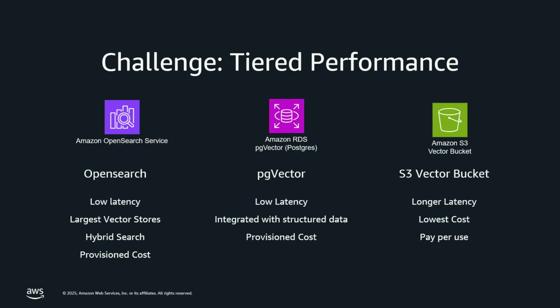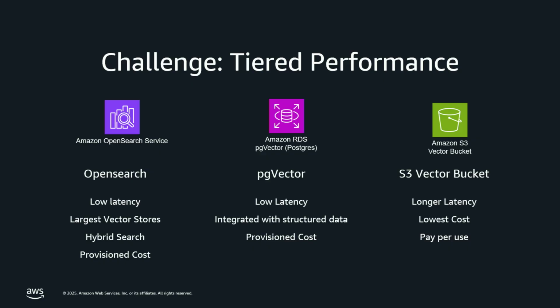And then last year at re:Invent, we announced the S3 vector bucket, which allows you to run vector queries against data stored in S3. Really cool, because you only pay for what you use. You pay per query and for the data that's being stored. You don't have that provisioned cost that you would in OpenSearch. However, that does come at the cost of higher latency per query.